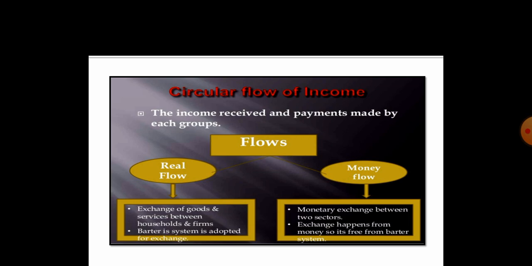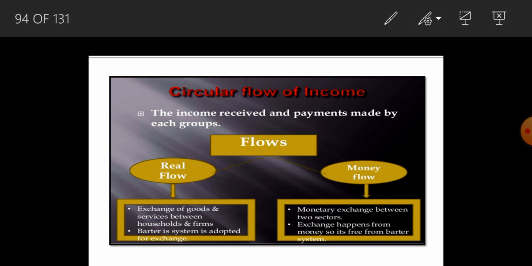Now, according to the flow of income, meaning whatever income is being received and the payment which is given, how it is being divided. So the flow is divided basically into two parts, right? First is real flow. This real flow and money flow we have also discussed in the intersectoral flows video, right? So if you have not seen that video, then please watch it.